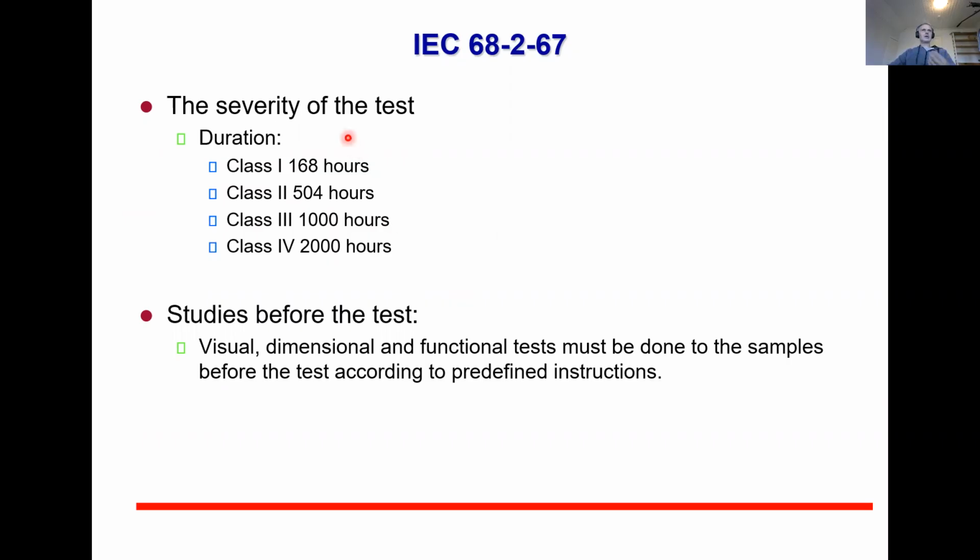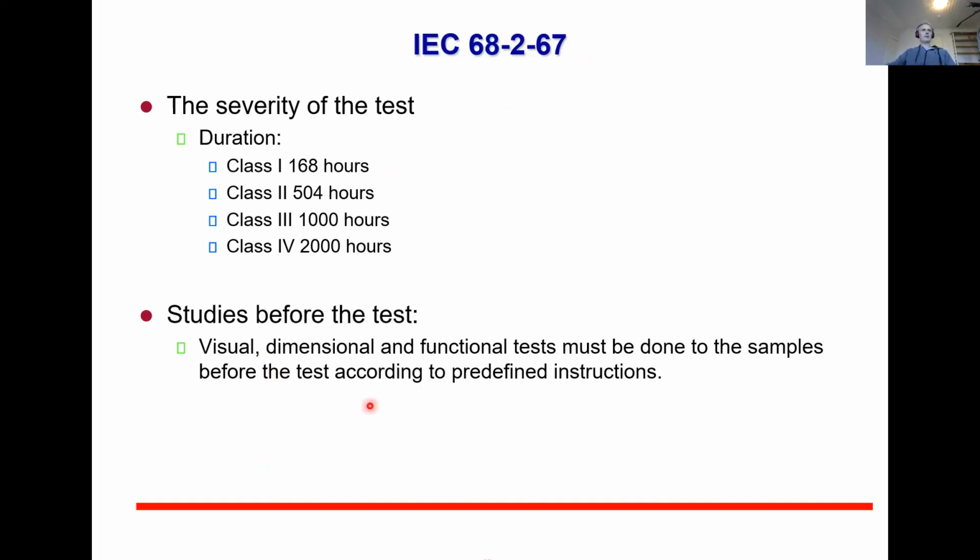In some standards, of course, the severity is based on the actual stress parameter, so that you could have a class 1 where the relative humidity would be 60%, and then class 4 where the relative humidity could be 95%. But here, the severity is just the duration of the test.